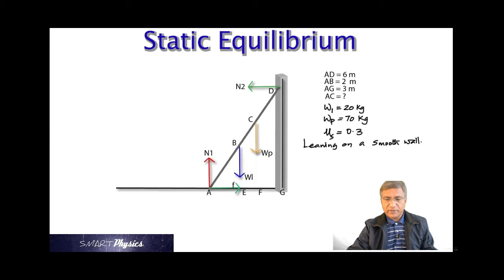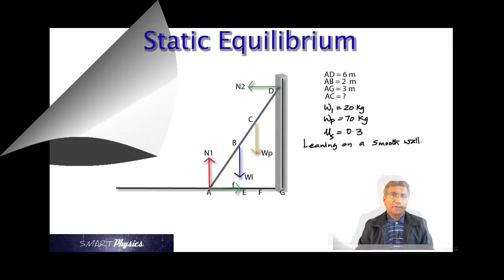The weight of the ladder is 20 kilograms. The weight of the person is 70 kilograms. The coefficient of friction, static friction in this case, because there is no motion, is 0.3. So the coefficient of friction between the ladder and the ground is 0.3.